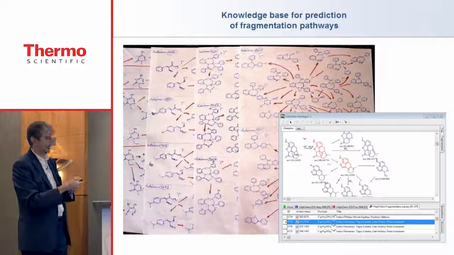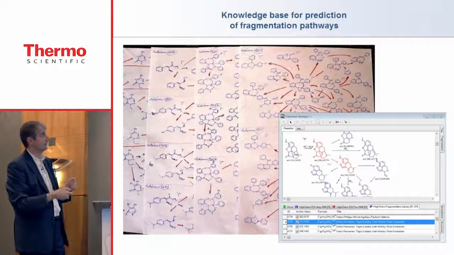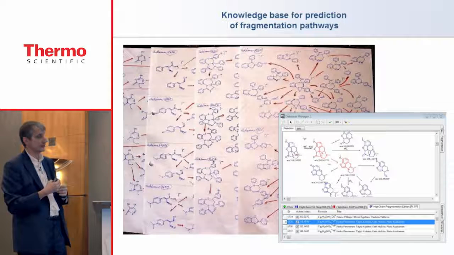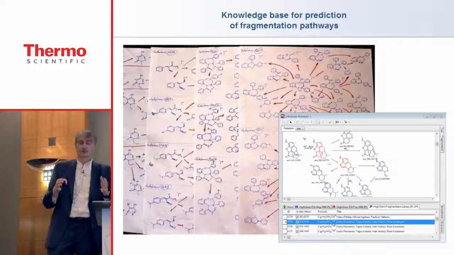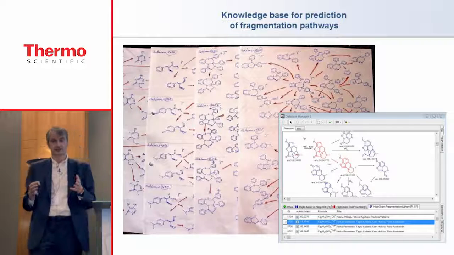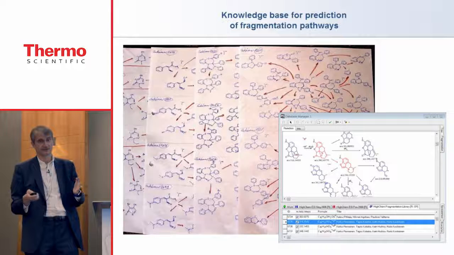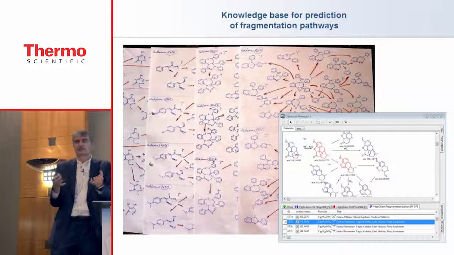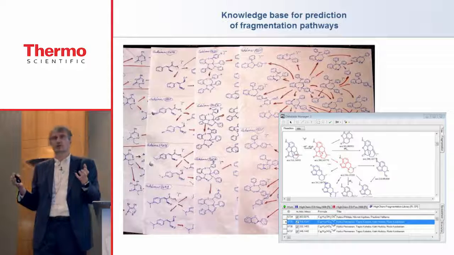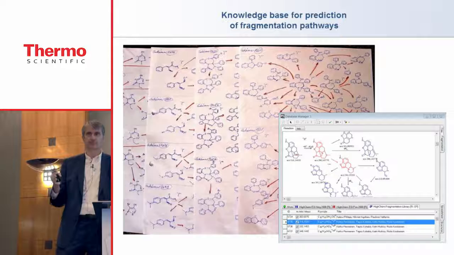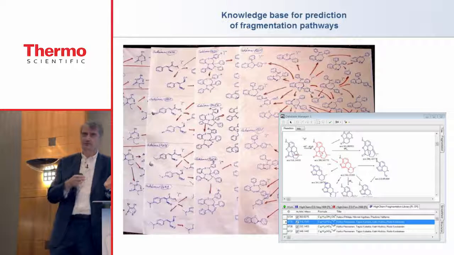So, as you see, we put everything on paper. It's manually curated, and it is of high quality because to decipher some of the fragmentation mechanisms is really a challenge. And we have currently 150,000 fragmentation mechanisms. So there is actually in the software all the mass spectrometry knowledge you can use in a second. You don't need to be an expert in fragmentation, the software does it for you.